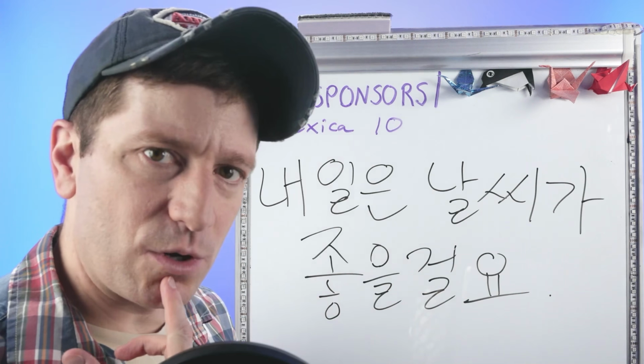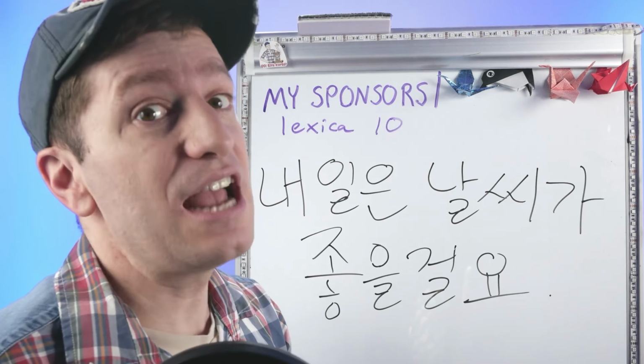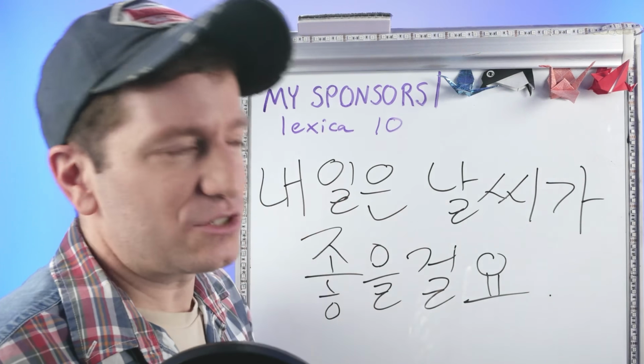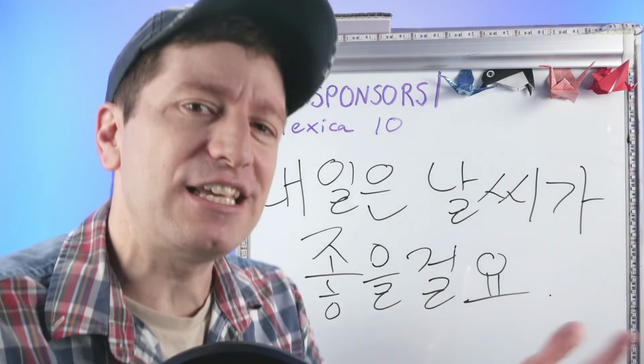내일은 날씨가 좋을걸요? You're not saying you're wrong or, well, I think the weather will be nice tomorrow. You're not saying that. It's really just like, it should be fine tomorrow. It has that feeling. So you're softly contradicting them.